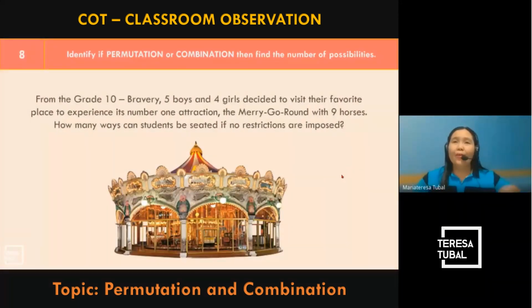Maybe you like to go to a theme park. So from the Grade 10 Bravery, 5 boys and 4 girls decided to visit the favorite place to experience its number one attraction, the merry-go-round with 9 horses, as you can see in the pictures. How many ways can students be seated if no restrictions are imposed? So right now, nasa theme park tayo. Let us see what could be the given. What could be the value of n and then r? Yes?